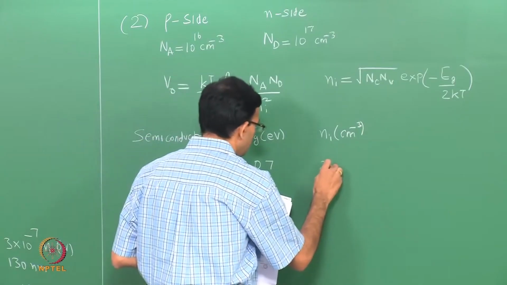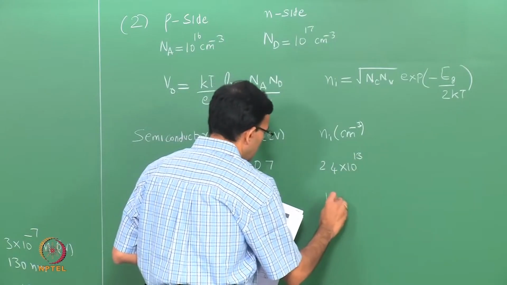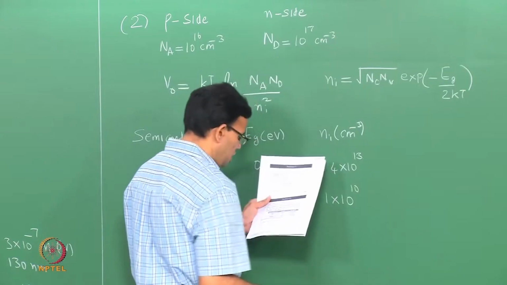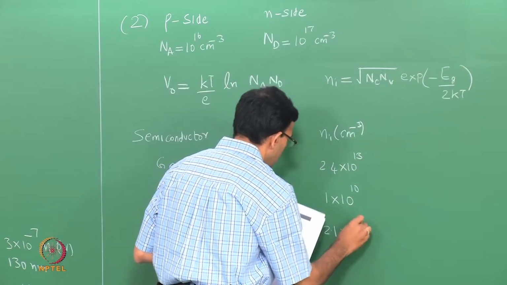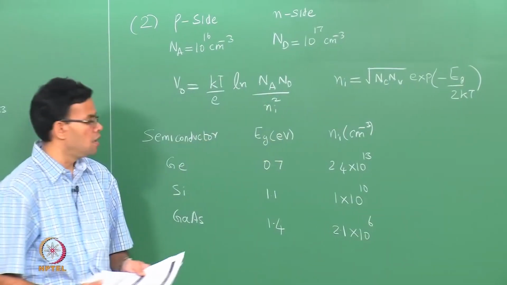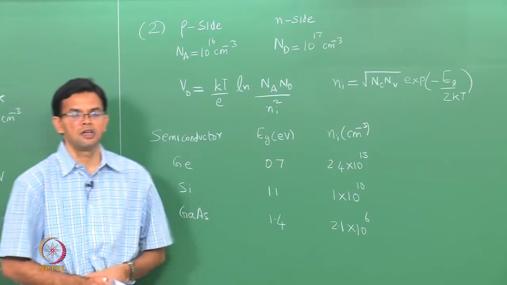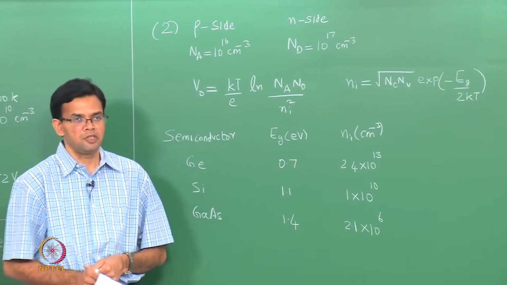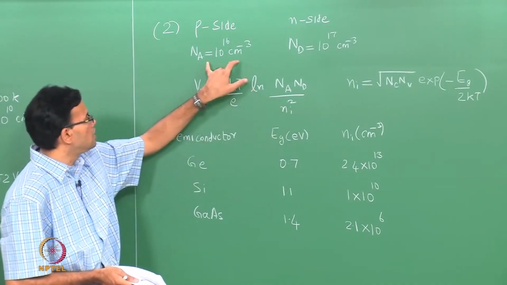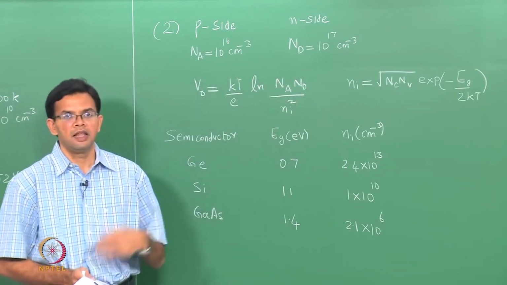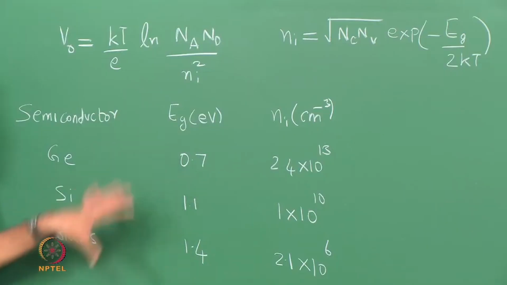So, germanium is 2.4 times 10 to the 13, silicon is 1 times 10 to the 10, and gallium arsenide is 2.1 times 10 to the 6. So, Ni essentially decreases as the value of the band gap increases. We now need to calculate the built in potential for these 3 materials. We can make use of this formula, just substitute Na and Nd and then the values of Ni for the different materials. So, we can go through and work out the math.